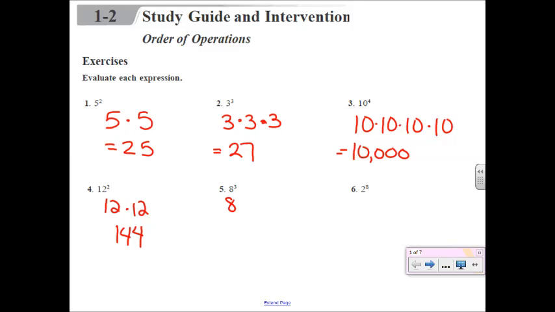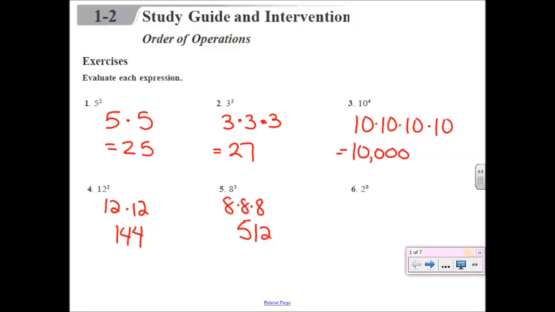8 cubed means 8 multiplied together 3 times. 8 times 8 is 64. Times 8 is 512. Eight cubed means 8 times 8 times 8, 3 8's multiplied together, which is 512.